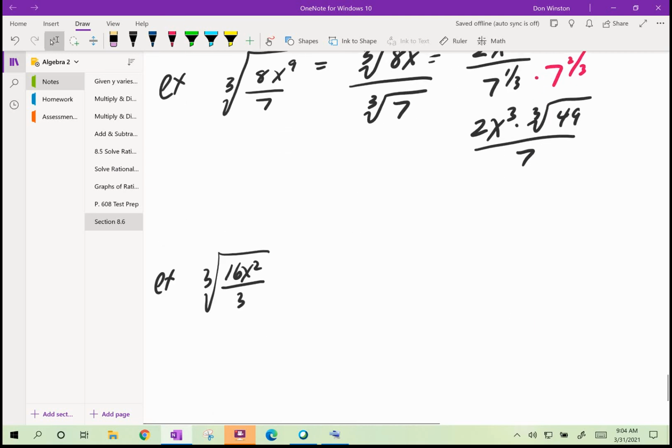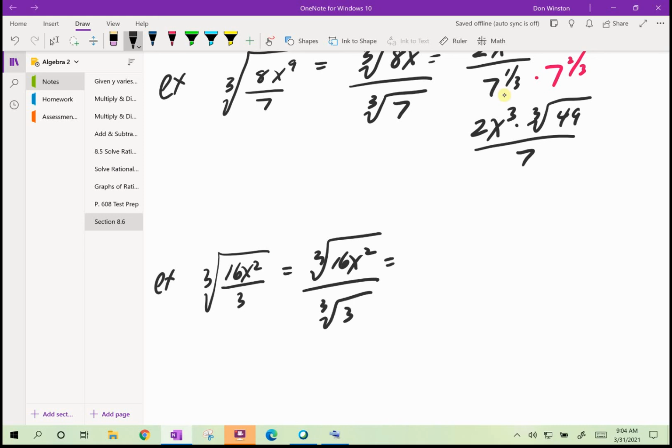And then finally, I have the cube root of 16x squared over the cube root of 3. I'll work with the numerator first. I can write this using the largest perfect cube factor of 16, which is 8. So I'll write the cube root of 8 times the cube root of 2x squared, because 2 times 8 is 16, and then I have my x squared.